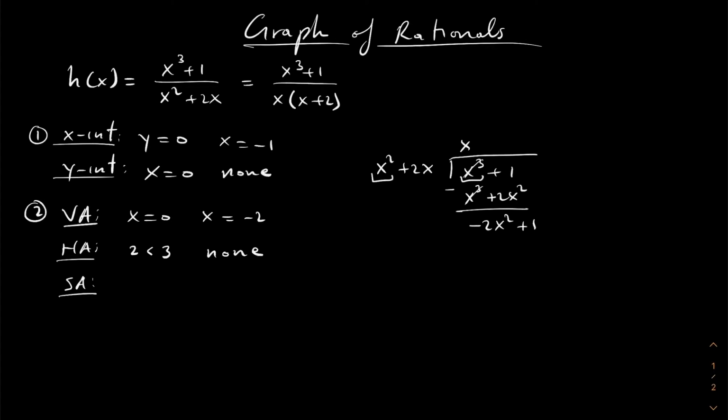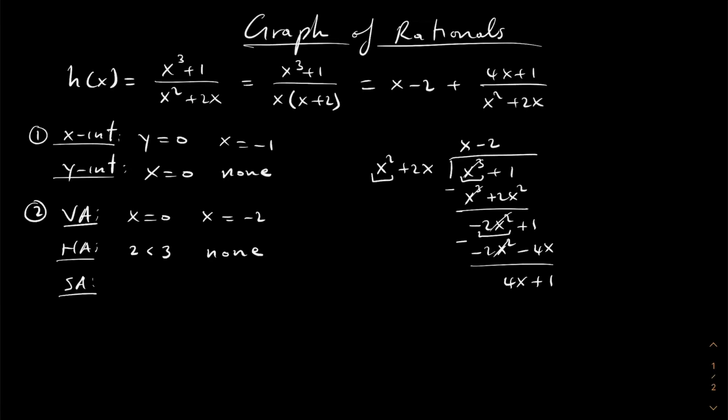And so again, the leading term here is going to be negative 2x squared, which you can divide by the leading term of the divisor, x squared. That should give you negative 2. Then negative 2 multiplied by the divisor is going to give us negative 2x squared minus 4x. And subtracting these two again is going to cancel out the leading terms. And what you're going to have at the end is 4x plus 1. And so with that, you should know that your function h of x can be rewritten as x minus 2 plus 4x plus 1 divided by x squared plus 2x.